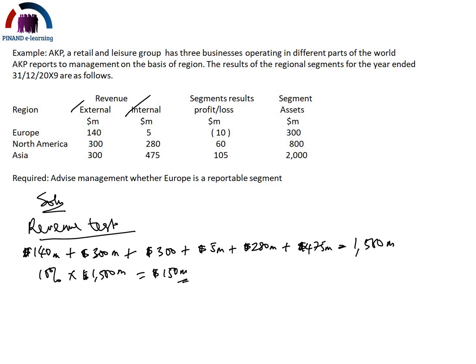Now, let's see the total sales for Europe. Total sales for Europe is 145 million. So, no, it doesn't meet the revenue test. No, it doesn't meet the test. The next one will be the profit or loss test.